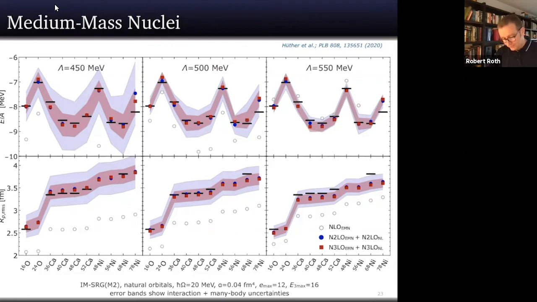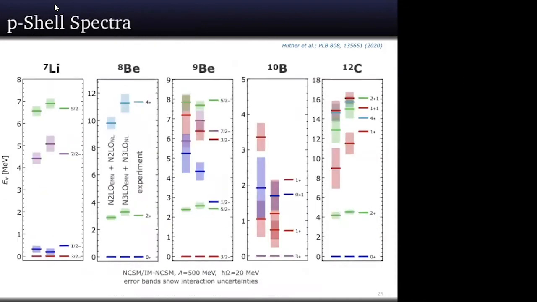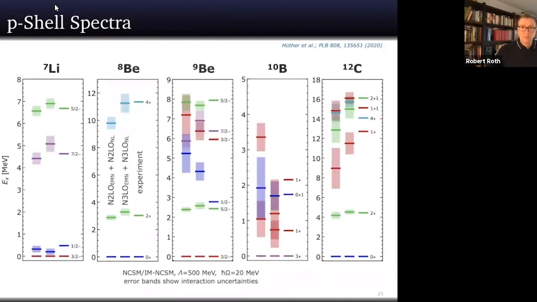Okay, you can do the same for the oxygen isotopes. We looked at them many times before. Now you can do the same with these uncertainty bands. And you can do the same also for spectra, because if you do NCSM, you often look in spectroscopy directly. And here I just show the uncertainty bands due to the interaction. So just this chiral interaction uncertainty from the first step.